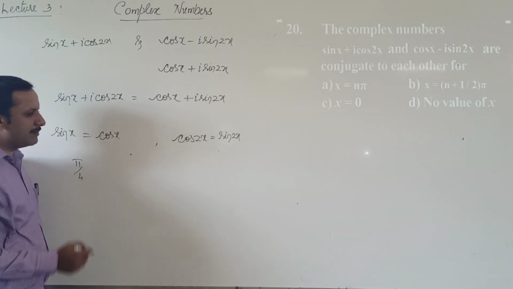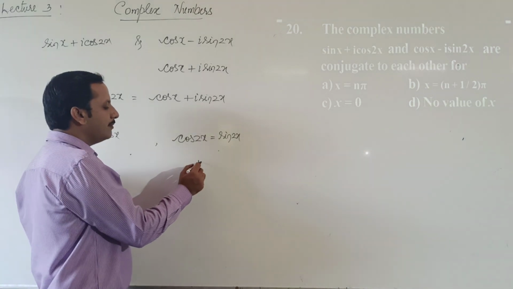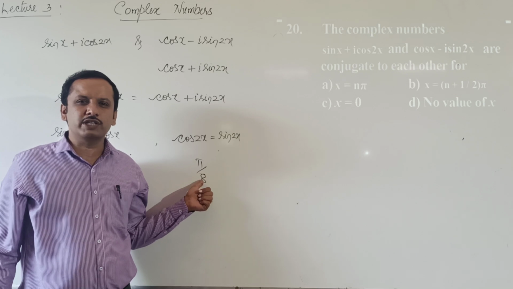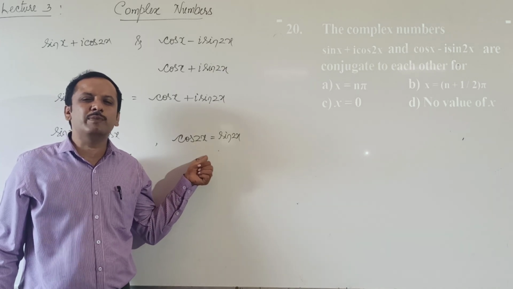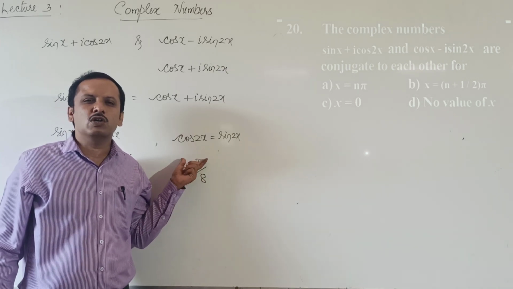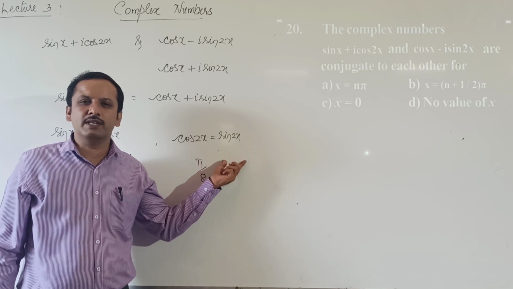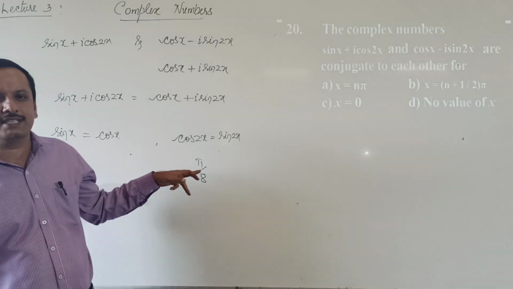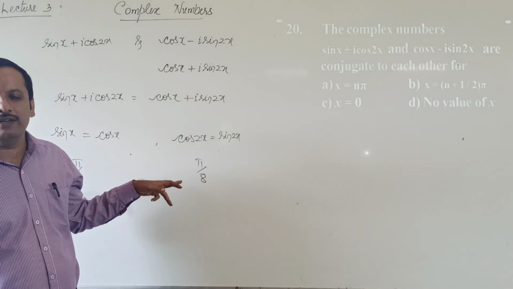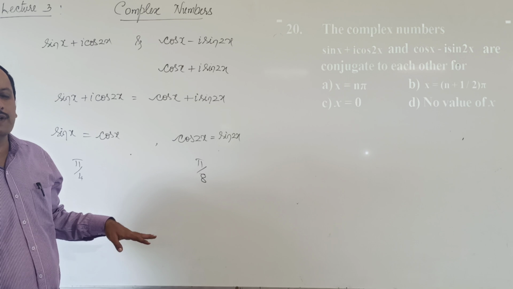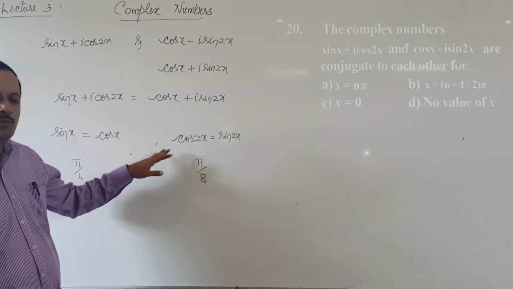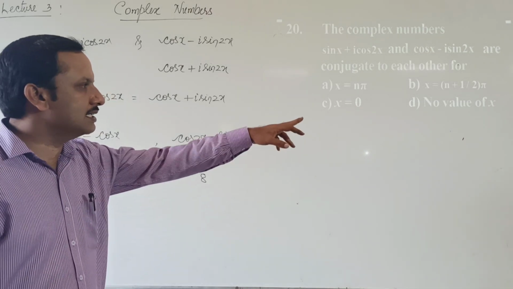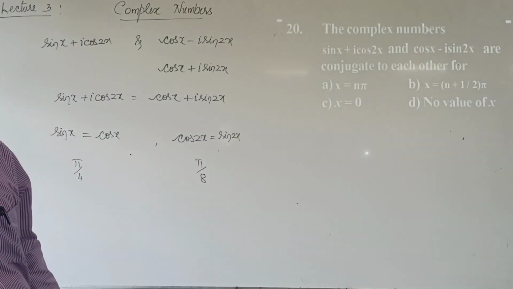If I look at this, pi by 4 is the answer. If I look at it, pi by 8 is the answer. Pi by 8 is one solution for this. You can cross check. If I put x as pi by 8, 2 into pi by 8 will give you pi by 4. Cos pi by 4 is equal to sin pi by 4. That is true. But you cannot say for this x I will put pi by 4 and for this x I will put pi by 8. That is not allowed. So there is no value of x for which both the equations will hold good. Hence, answer is no value of x, fourth option.